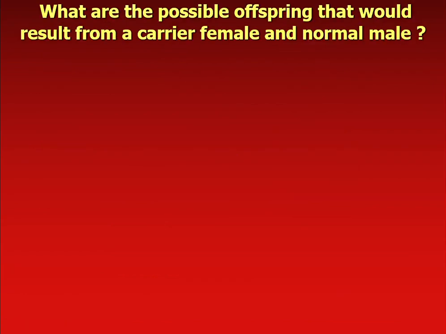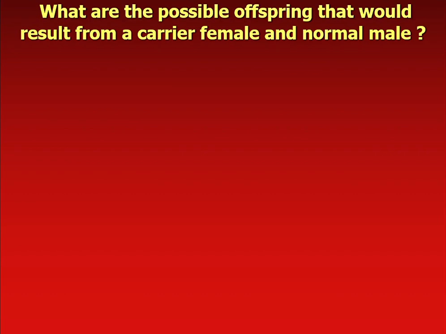Now we're going to ask the question: what would the possibility be of a carrier female for colorblindness having offspring with a normal male? So we're going to follow our 6-step procedure as we would normally do for a Punnett square question. So you will be asked to use a Punnett square. Same things: what will the genotype ratio be? What will the phenotype ratio be? And I will ask the probability question: what is the probability that you will get a colorblind child?